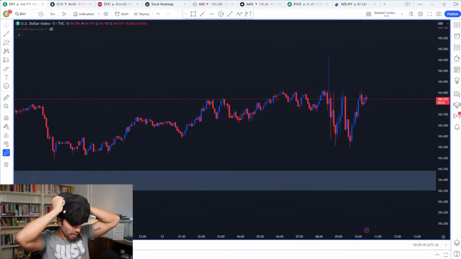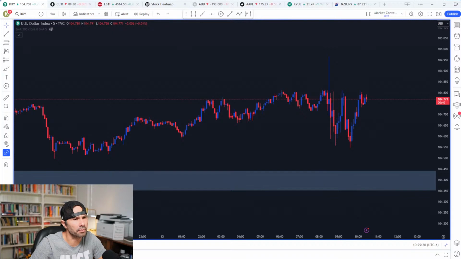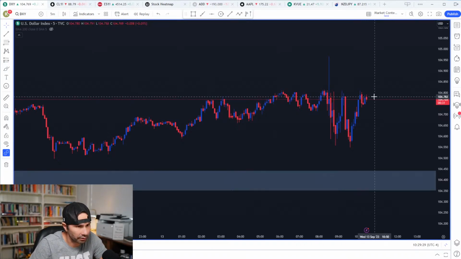It might continue to the upside. Market is sideways. Yes, it dropped from the supply, but now it's going up from the demand. And the dollar is very coherent. The dollar is giving us very clear signals.